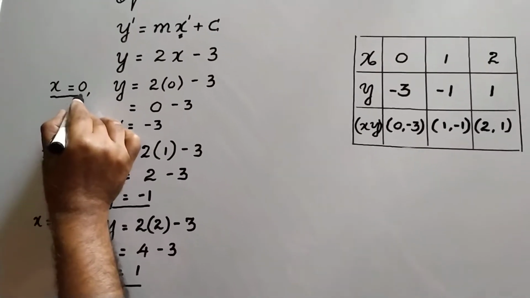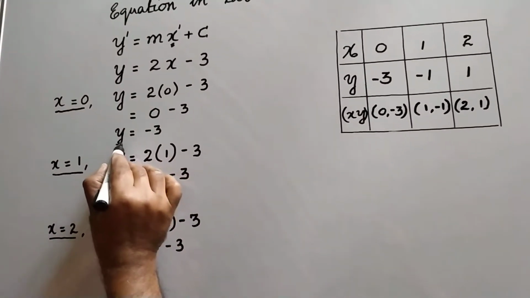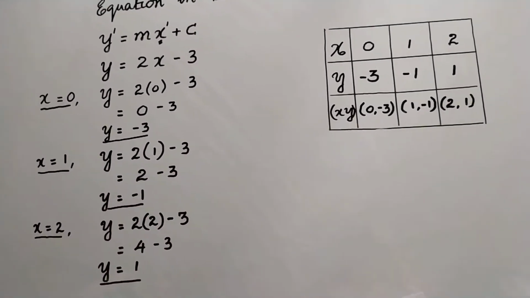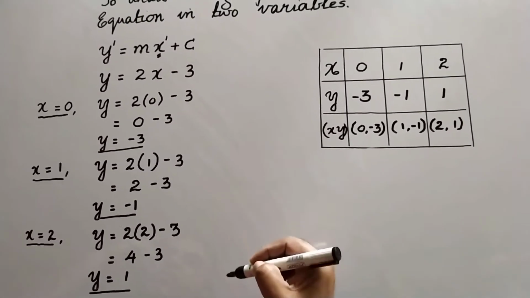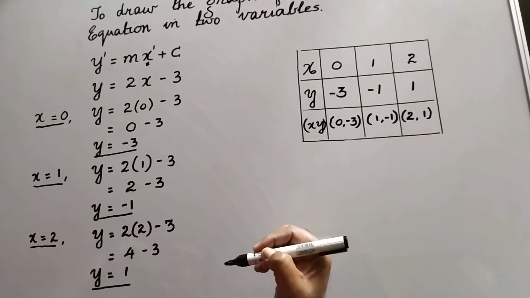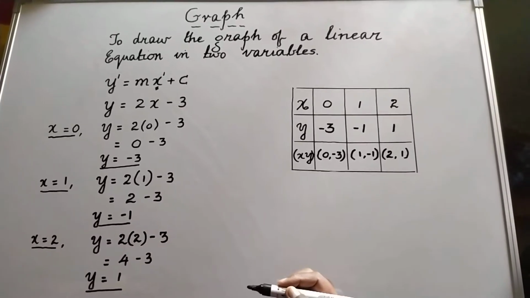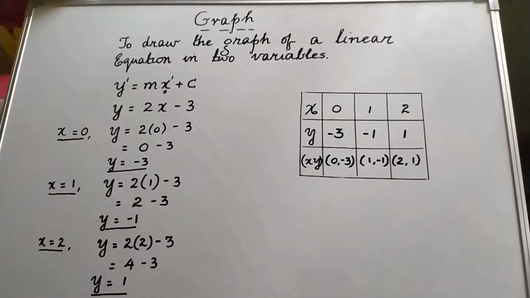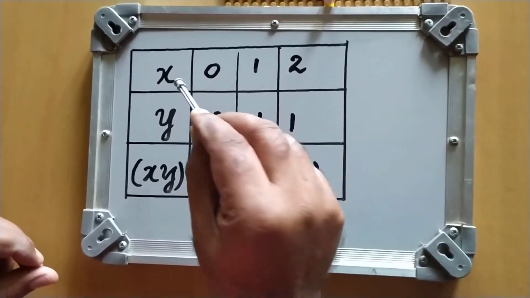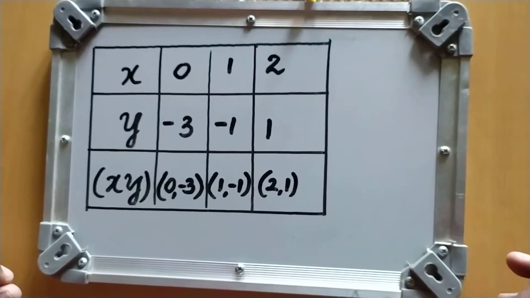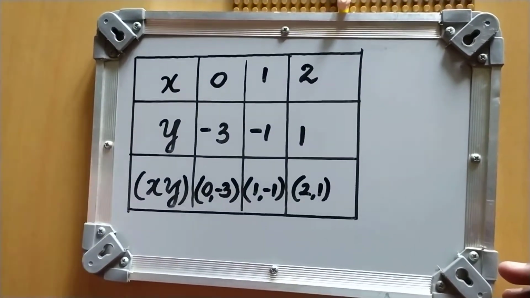I have now 3 points. These 3 points are to be plotted in the graph sheet. I hope till now whatever we have worked out, you have followed it. So we have got the tabular column and we know the value of the independent variable and the dependent variable.